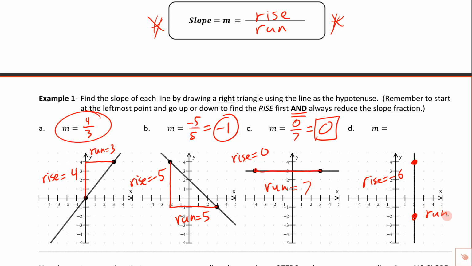And then the run on this one, since we didn't go right or left at all, the run is going to be 0. So the rise is -6. The run is 0. Now remember, you can't divide by 0, so we get no slope. We don't get an answer for that. There are some people that also say that that's undefined, but either way is totally fine with me. I like both ways of describing that, whether it's no slope or the slope is undefined.